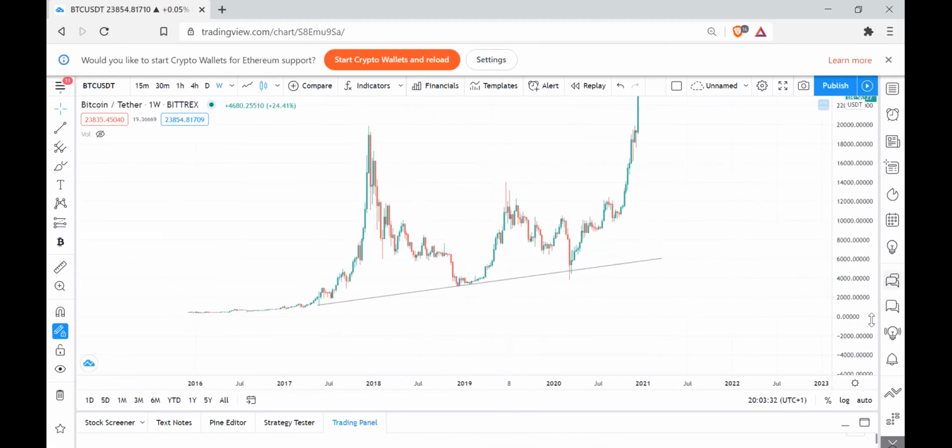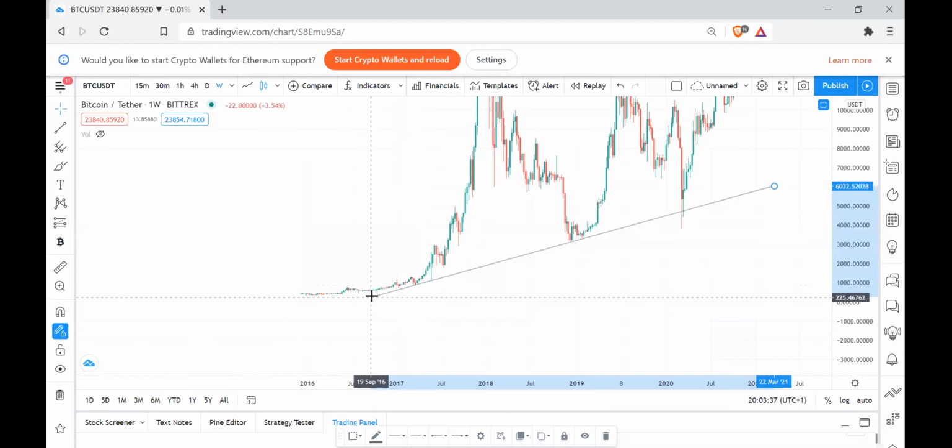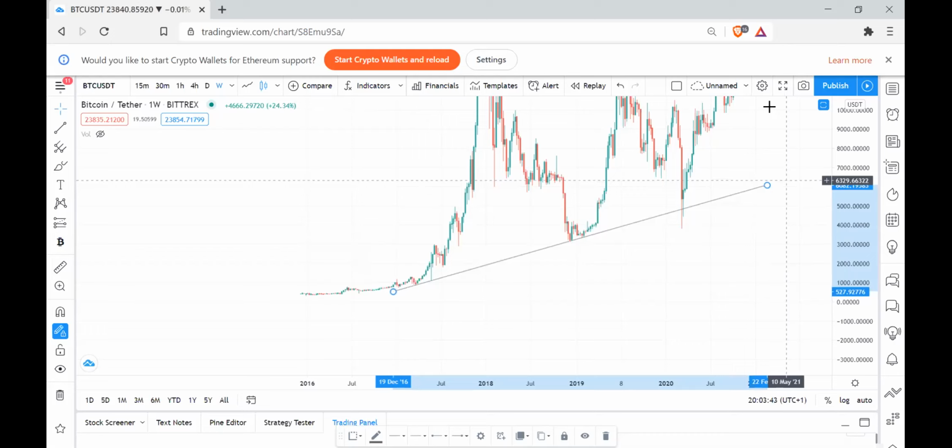This is Bitcoin from 2016. So if we were to draw a trend line over here, remember a trend line is valid, can only count it after you've had two touches, two consecutive touches. So here we have the first touch and here's the second touch. Upon the third touch, this is where a trade could have been taken.